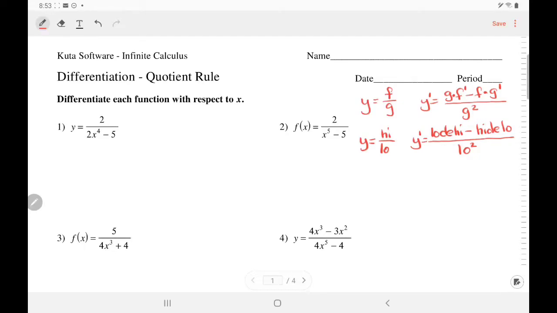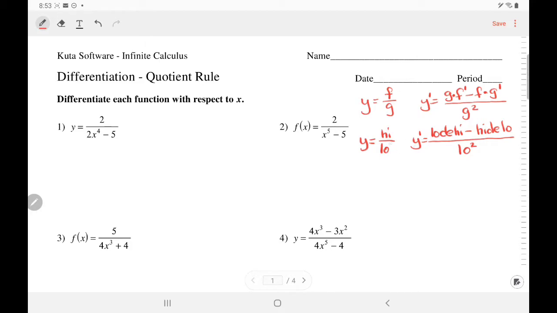Today we are going to do Kuta software calculus differentiation using the quotient rule. Let's go over the rule. If you have a function y equals function f over function g, then the derivative y prime equals the function g, which is the bottom function, times the derivative of function f, minus function f times the derivative of function g, over g squared. I'd like to think of it as a high function divided by a low function.